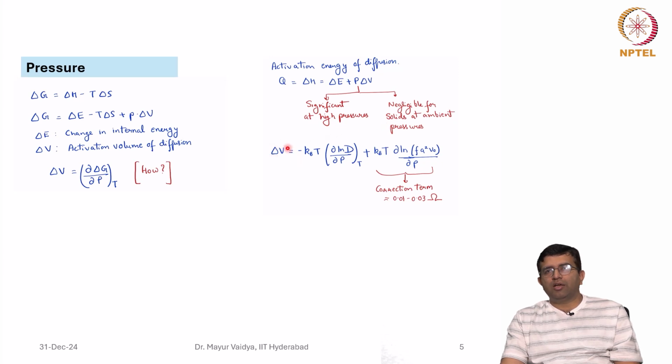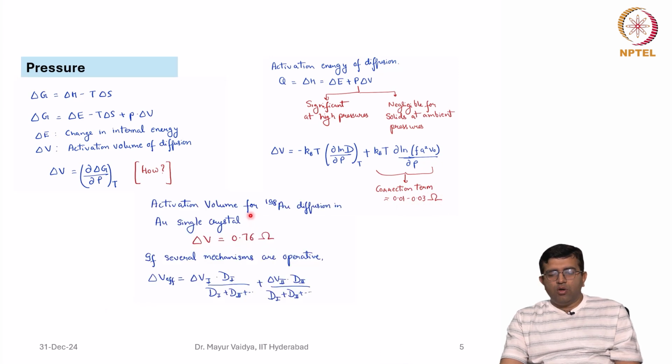And therefore, again, delta V is written as minus KBT dou ln D by dou P at constant temperature. That means, this is the diffusion coefficient variation with pressure, plus a correction term which comes because of the variation of the correlation factor because of pressure. So, this is a correction term which is a fairly small quantity, 0.01 to 0.03 omega, where omega is the atomic volume. So, for example, the activation volume for gold isotope diffusion in gold single crystal is 0.76 omega, which is a very small number.